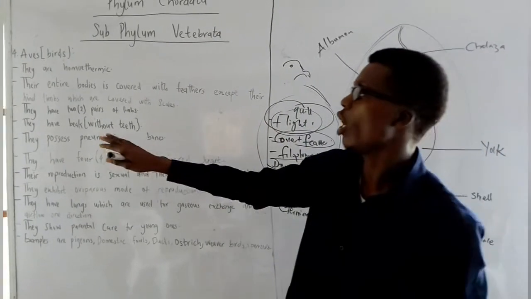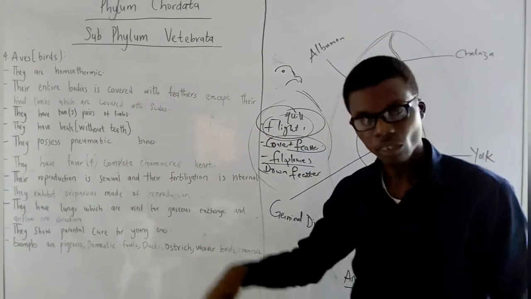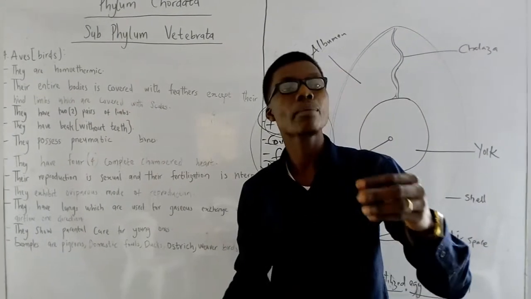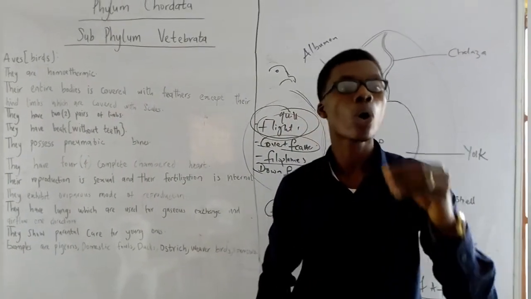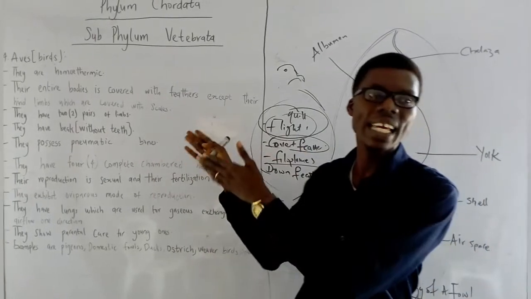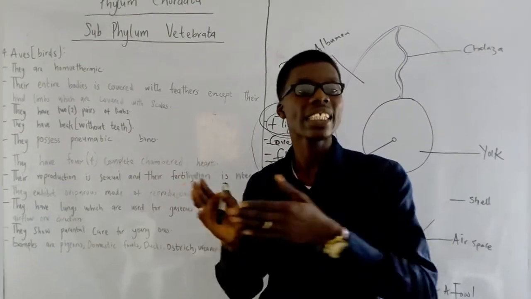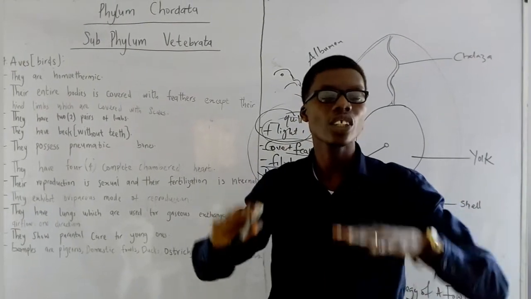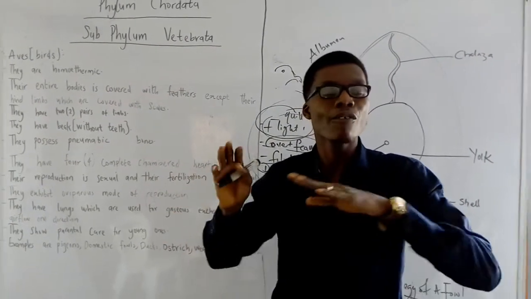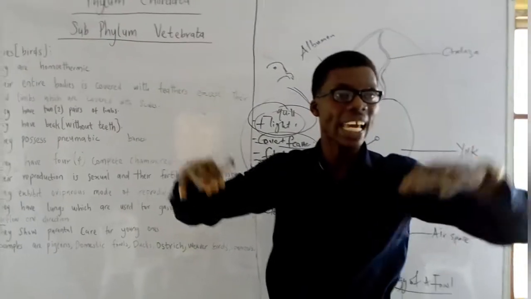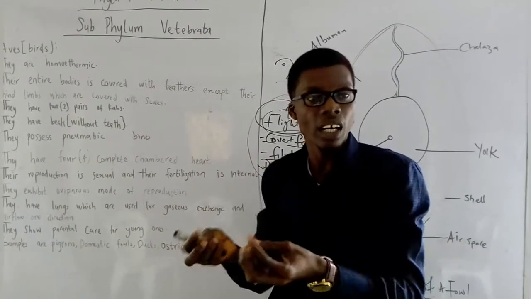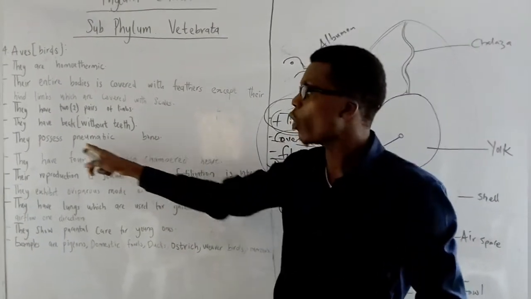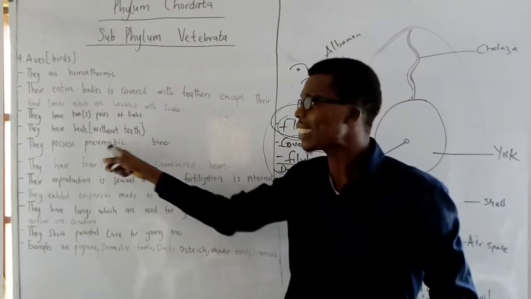Now they possess pneumatic bones. What does that mean? It means their bones have holes in them. What is the aim of having holes in them? It makes them light. One adaptation of birds is that for them to be able to fly and stay afloat in the air, they must be light, not heavy. So their bones have air in them, so it makes them light.